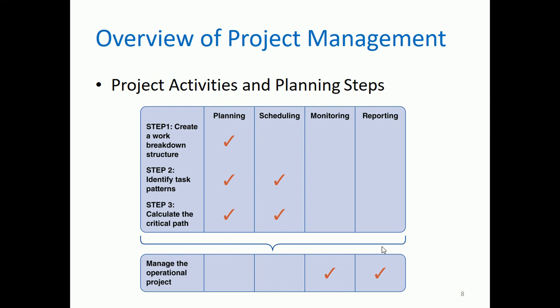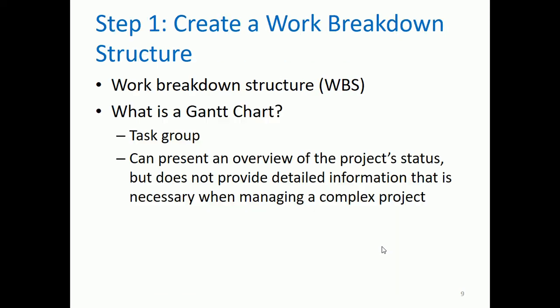So the project activities and planning steps for project management are as follows. Step 1, create a work breakdown structure. It is included in planning. Step 2, identify task patterns. It is also included in planning and scheduling. Step 3, calculate the critical path. Later on, we're going to learn what a critical path is. Again, it's included with planning and scheduling. And then manage the operational project, which is for monitoring and reporting.